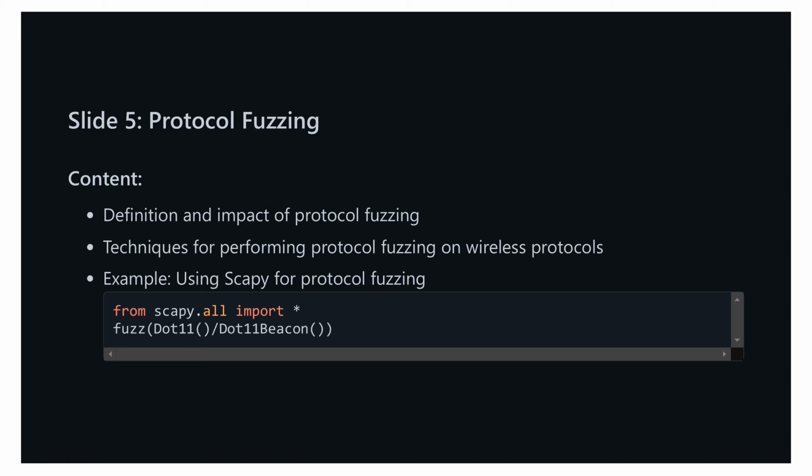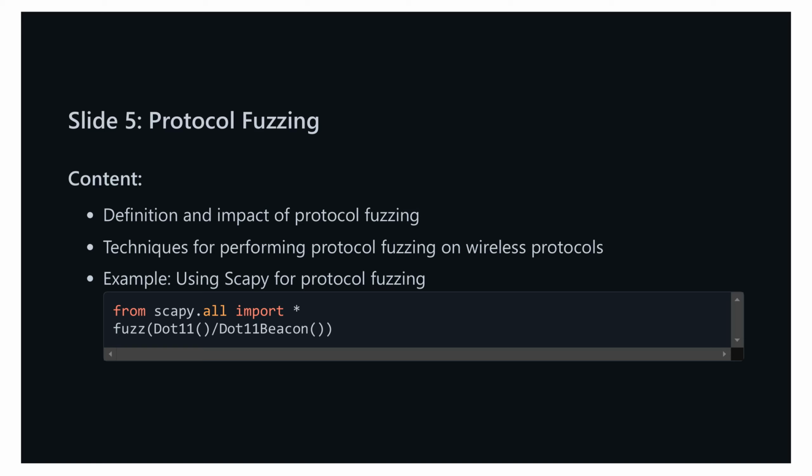Python: from scapy.all import *, then send a fuzzed 802.11 beacon frame. In this example, we use the fuzz function from Scapy to generate and send random 802.11 beacon frames. This can help identify how different devices respond to various malformed packets and can uncover potential security flaws.